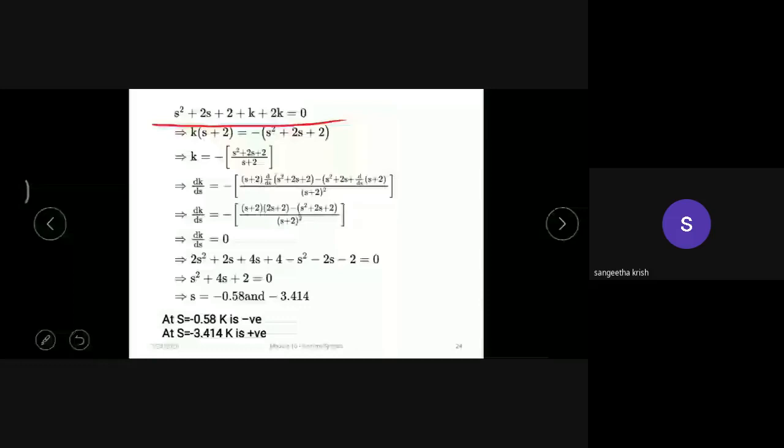After differentiating and equating to 0, I'm getting s is equal to minus 0.58 and minus 3.414. I'm getting 2 points. In the previous problem, I had only 1, so I simply said the breakaway point is that value. But here I cannot conclude directly. Either minus 0.58 can be a breakaway or minus 3.414 can be a breakaway.